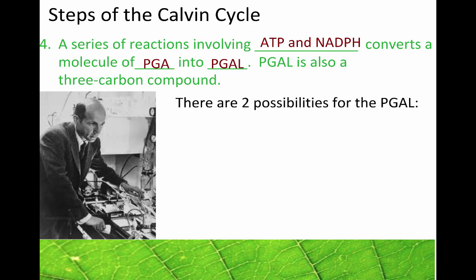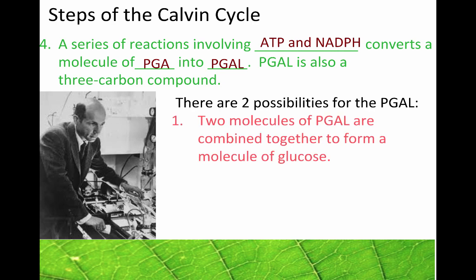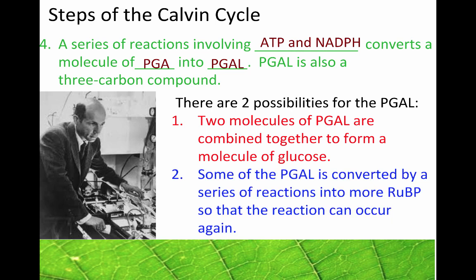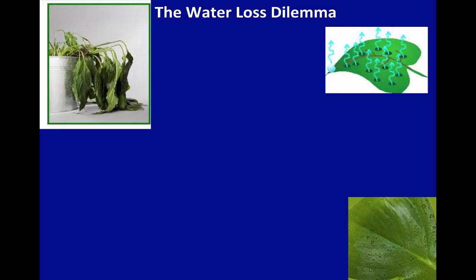PGAL basically has two routes. Either 2 of those will be combined to form glucose, or the rest of it that doesn't go to make glucose will be reconverted back into RUBP, because you have to have RUBP there to be the carbon dioxide acceptor. So you have to start with it and you have to end with it, okay?